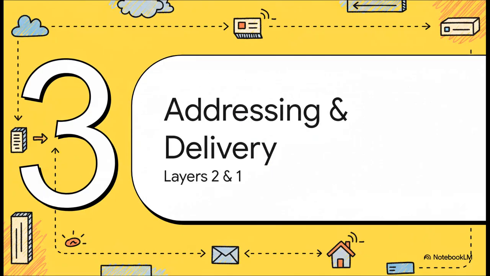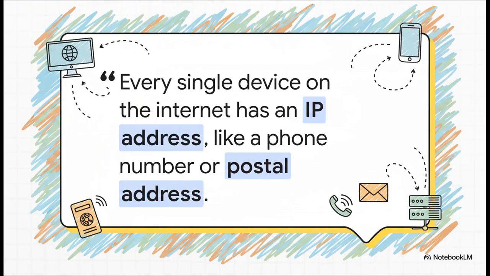Okay, our data is all packaged up by the transport layer. Now for the fun part, addressing it and actually getting it delivered. We're heading down to layers 2 and 1, the internet and link layers. This is all about how we cross the actual network from point A to point B. And the absolute heart of the internet layer is the IP address. It's so simple, but so powerful.